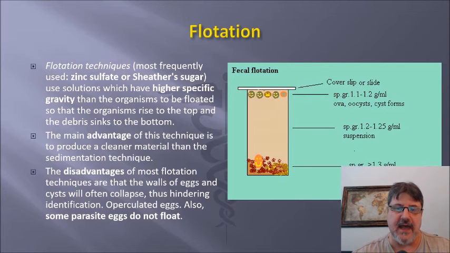There are some disadvantages, and not a lot of clinical laboratories use this method, because this technique does do some damage to the wall of cysts and eggs, which can affect you trying to identify them. If the egg is operculated, that'll drop to the bottom, so you'll miss that. And those larger parasites that have a higher specific gravity than the zinc will also drop to the bottom.